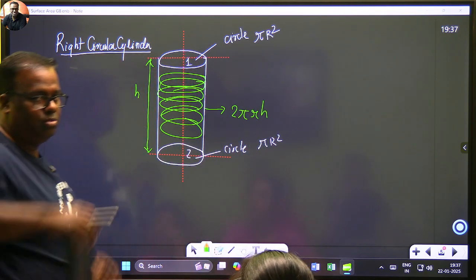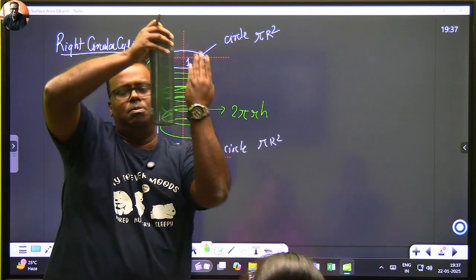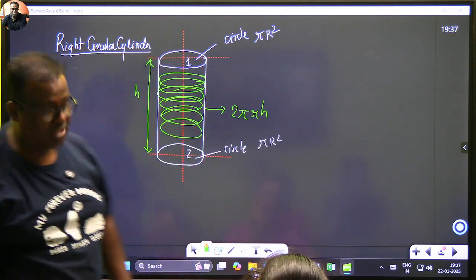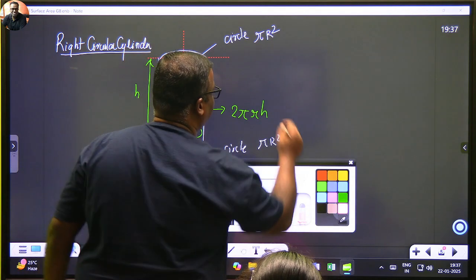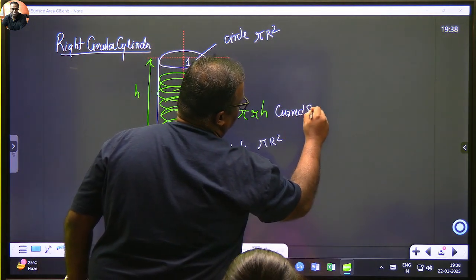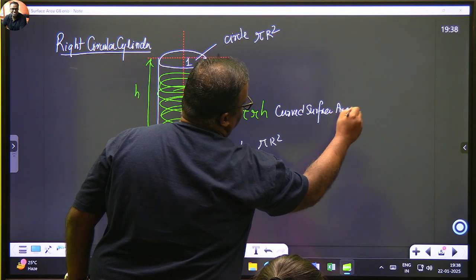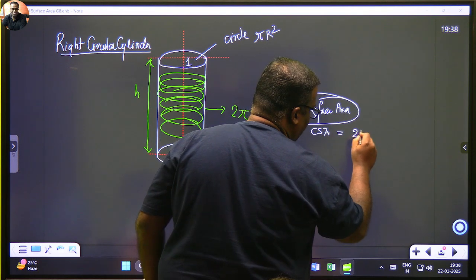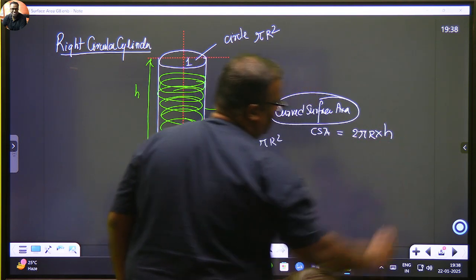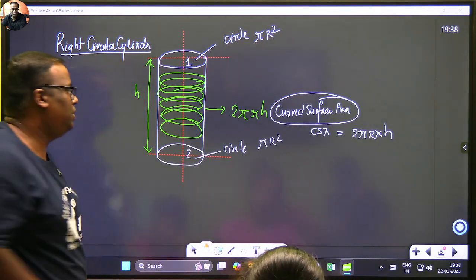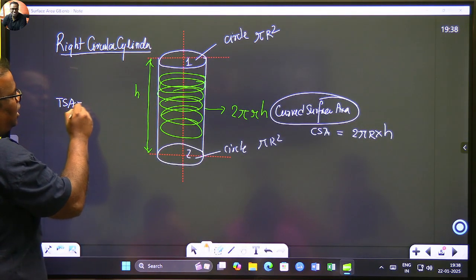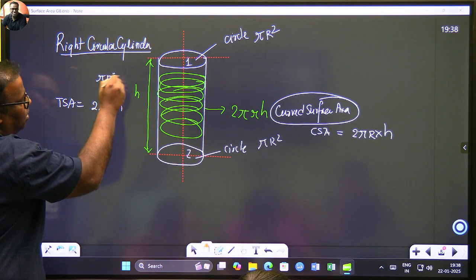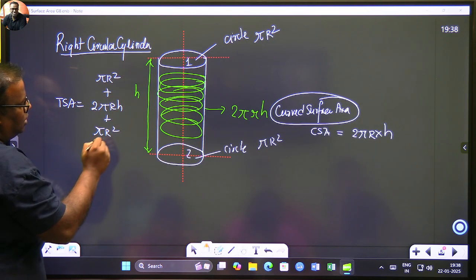Understood? Now, this is like roaming around the temple. So we don't call it lateral because this is curved. So we call it curved surface area, CSA. If anybody asks what is the curved surface area, bangle, bangle, bangle into height. And if somebody asks what is the total surface area, I say bangle, bangle, bangle into height, add one circle on top and add one circle on the bottom. So how much is it?